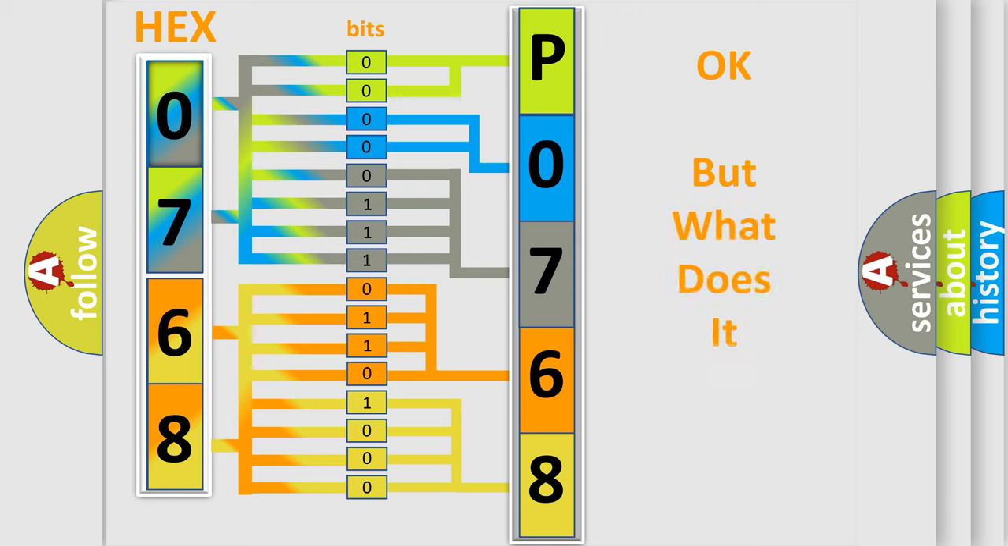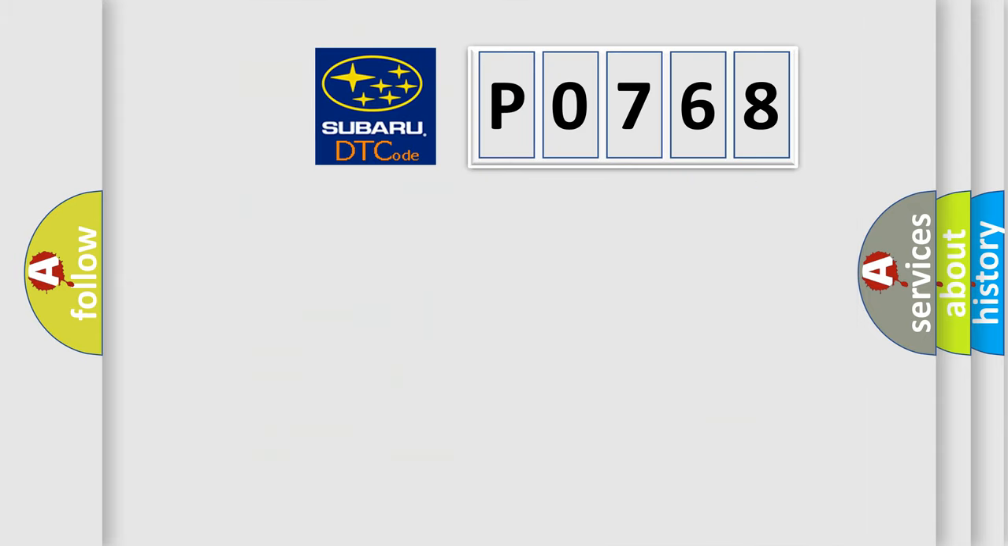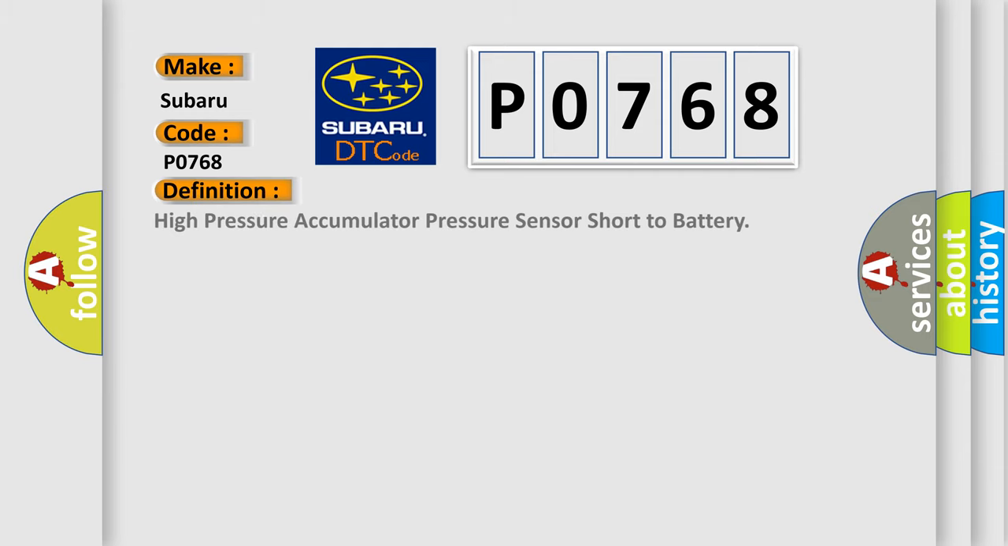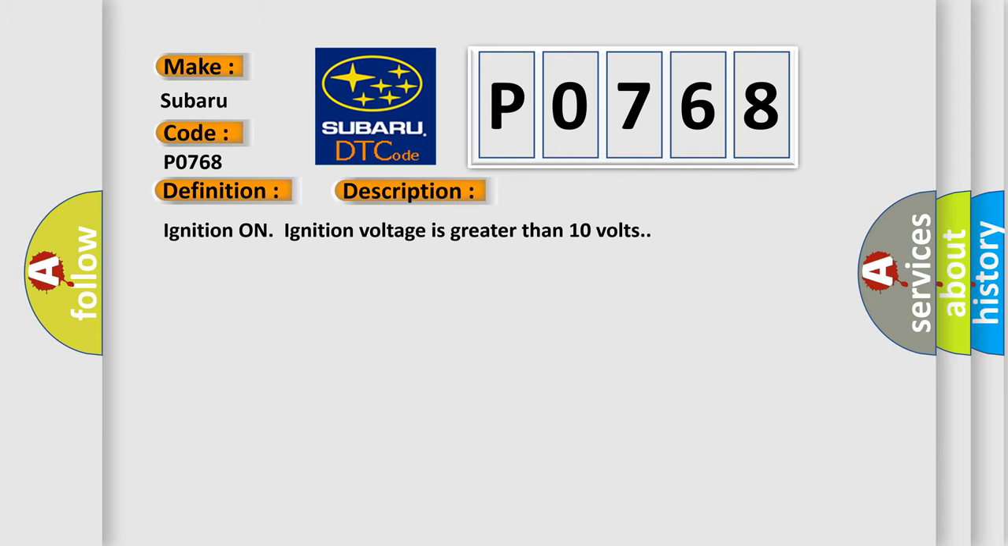The number itself does not make sense to us if we cannot assign information to what it actually expresses. So, what does the diagnostic trouble code P0768 mean specifically for Subaru? The basic definition is high pressure accumulator pressure sensor short to battery. And now this is a short description of this DTC code: ignition on, ignition voltage is greater than 10 volts.